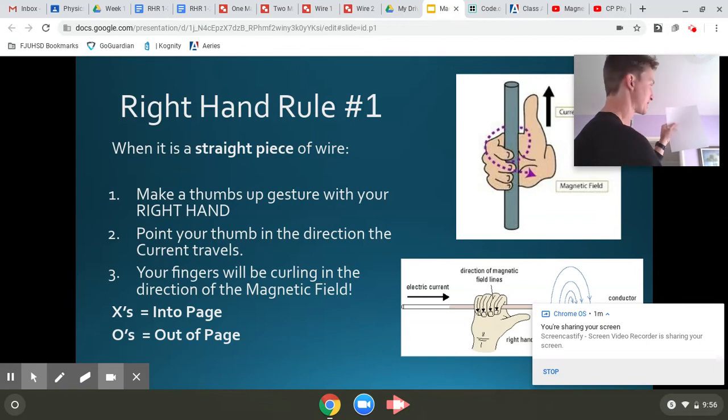Now, if I were to say, hey, there's a piece of wire and current is traveling that direction, what is the direction of my magnetic field? You would use your right hand, thumbs up gesture, always positive. Have the thumb go that direction, and you're going to notice your fingers curl the natural way that your fingers can curl. That's the direction of the magnetic field.